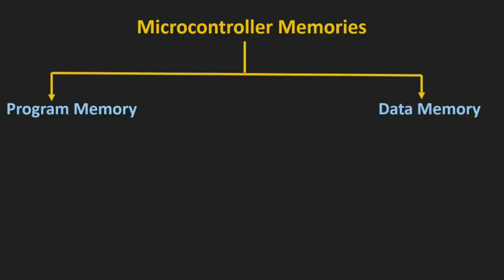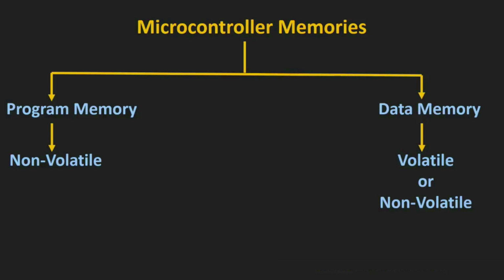Now, most of the microcontrollers which we see today are based on the Harvard architecture, and in this architecture, the program memory and data memory are separate memories. This program memory has to be a non-volatile kind of memory. The reason is that even if the power goes down or you reset the microcontroller, the code written inside the microcontroller should not get lost, while the data memory can be volatile or non-volatile.